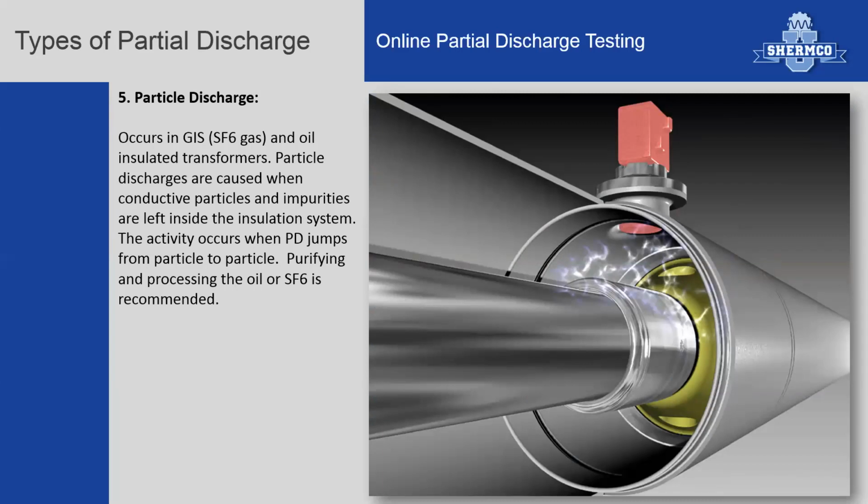Okay, and the fifth type of partial discharge we refer to as particle discharge. This occurs in gas insulated systems or SF6, or oil insulated systems like oil transformers. Particle discharges are caused when conductive particles and impurities are left inside the insulating system. The activity occurs when partial discharge jumps from conductive particle to conductive particle. Now, the corrective action typically is purifying of the SF6 gas or purifying of the oil.